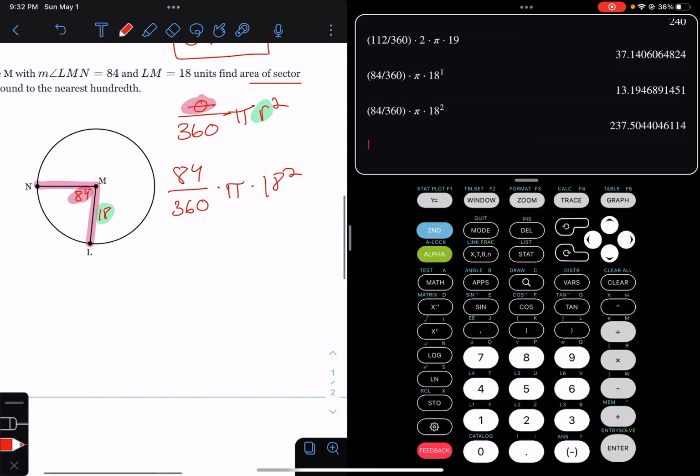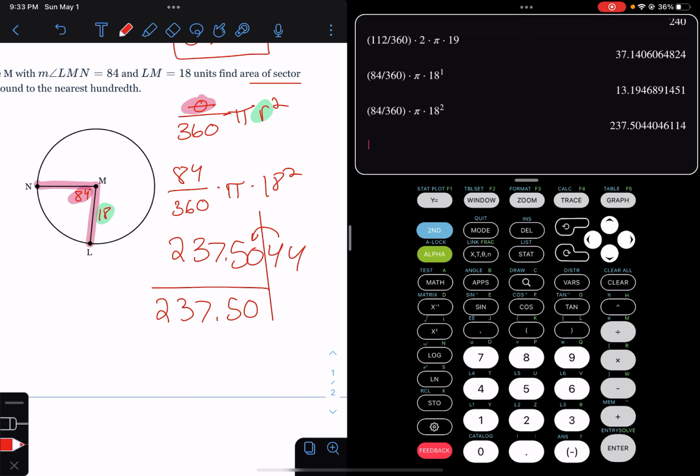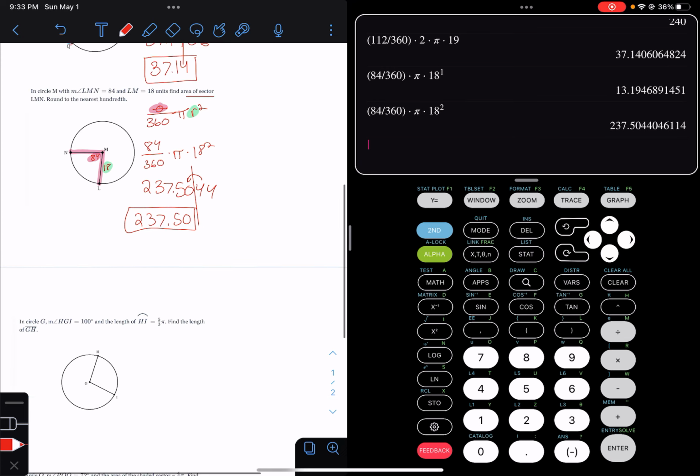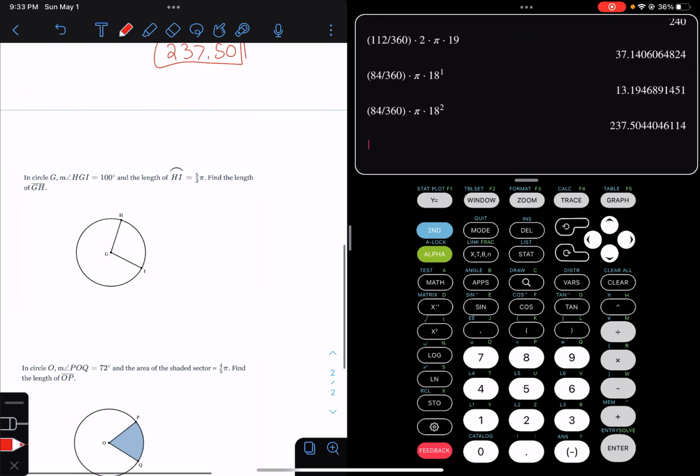There we go. And I got 237.5044. And they want it again to the nearest hundredth, so it would cut off right here. That's 2 decimal places. And this 4 tells me to keep the 0 the same. So it's going to be 237.50. And that should be my answer. All right. Okay, next one.